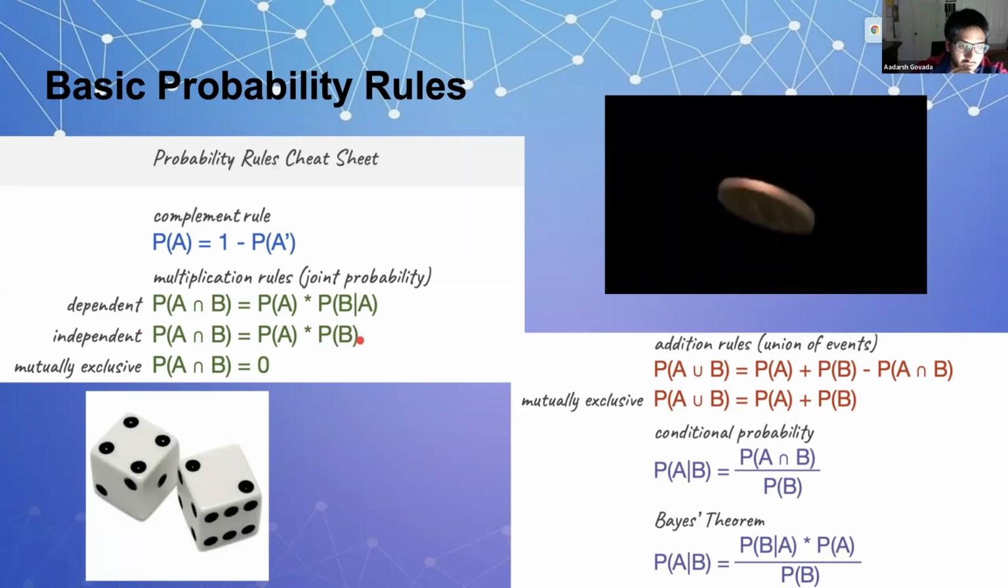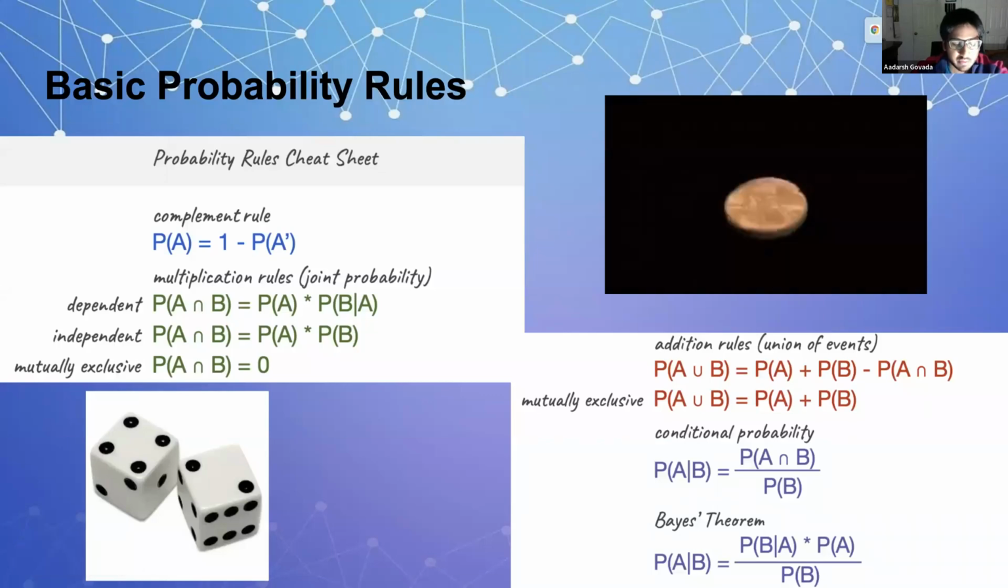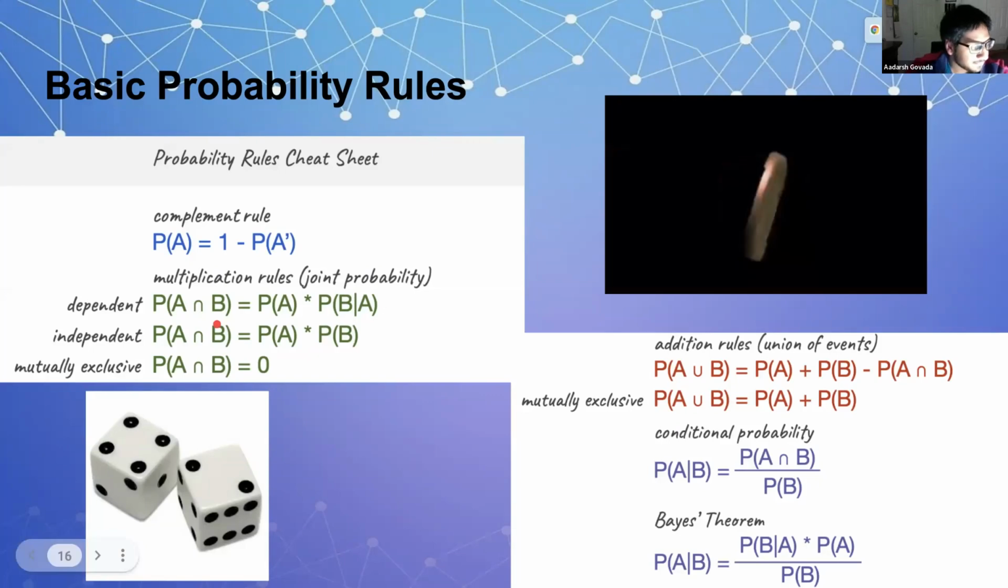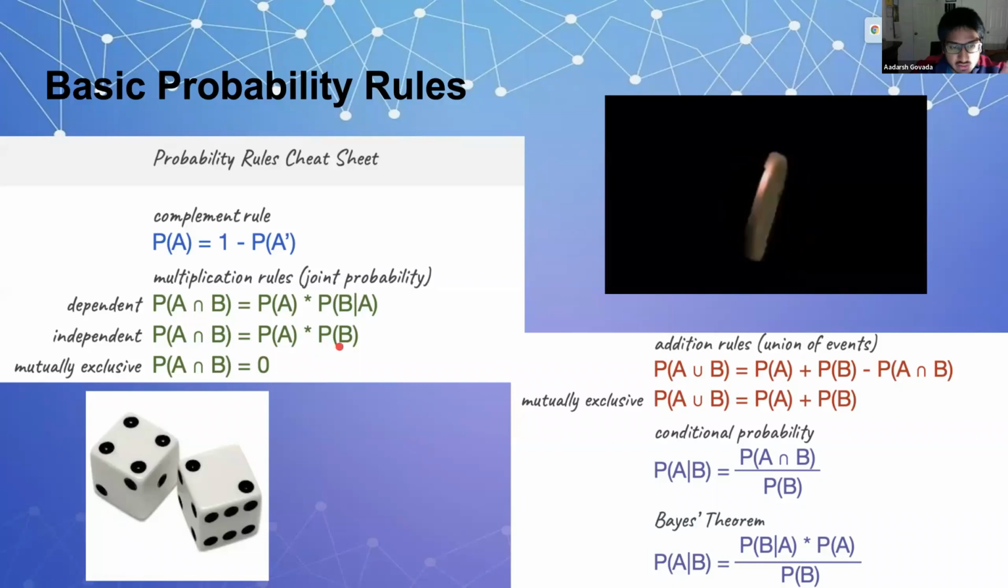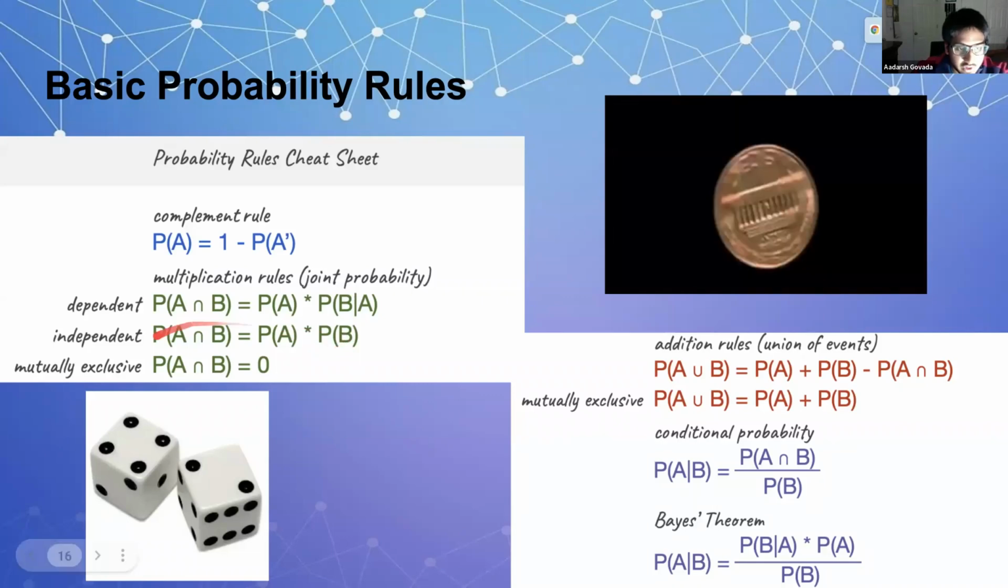If they're independent, which means that the probability of B happening does not change based on whether or not A happens, then we just multiply the two together. That is called the product rule. If they're independent, we just multiply the probability of A with the probability of B, and we get the probability of both of them happening.